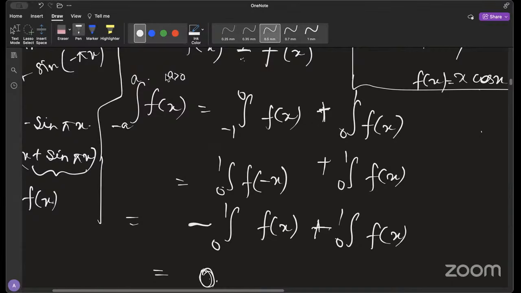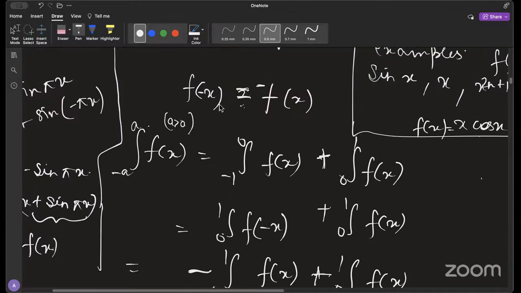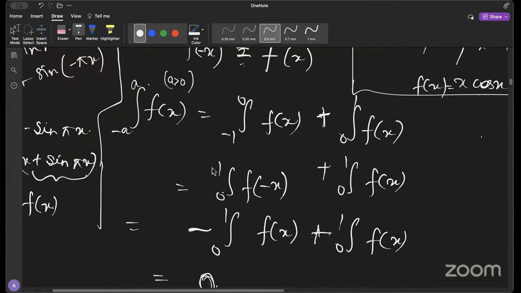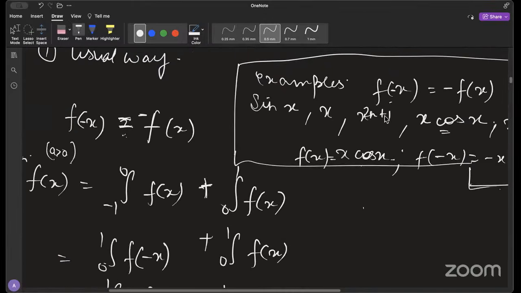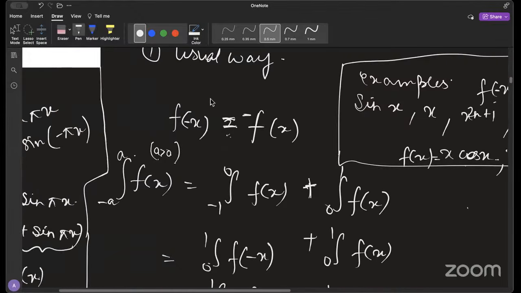So your a is greater than 0, that's understood. If that happens, then the integration of f(x), provided your f(x) is one such function, is of this form: f(-x) is the same as -f(x). These are also called odd functions, because you can remember it from here. The odd powers are of this form, so these are also called odd functions.